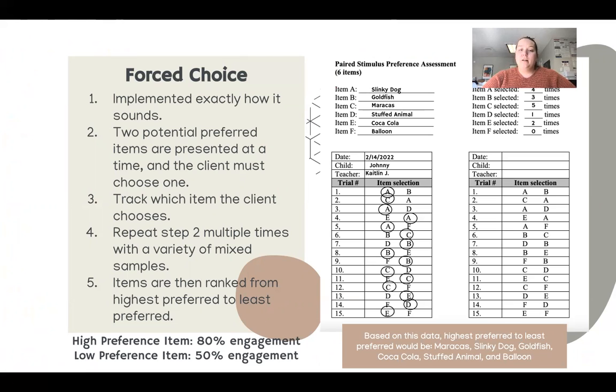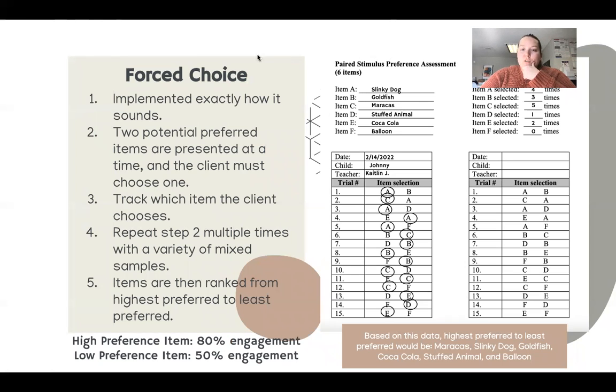Next, you're going to track which item the client chooses, and then you're going to repeat step 2 multiple times with a variety of mixed samples. At the end, items will then be ranked from highest preferred to least preferred. There's also a note on the bottom here. High preference items will have an average of 80% or more of an engagement rate, and low preference items will be 50% or less of an engagement rate.